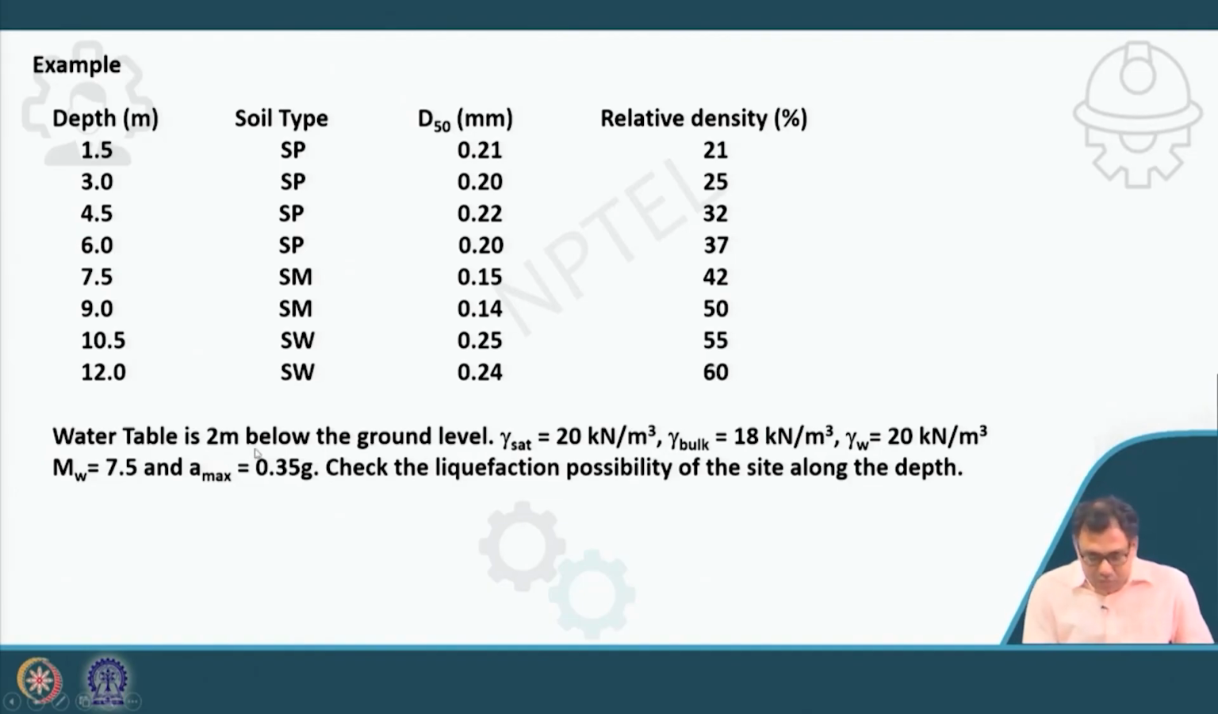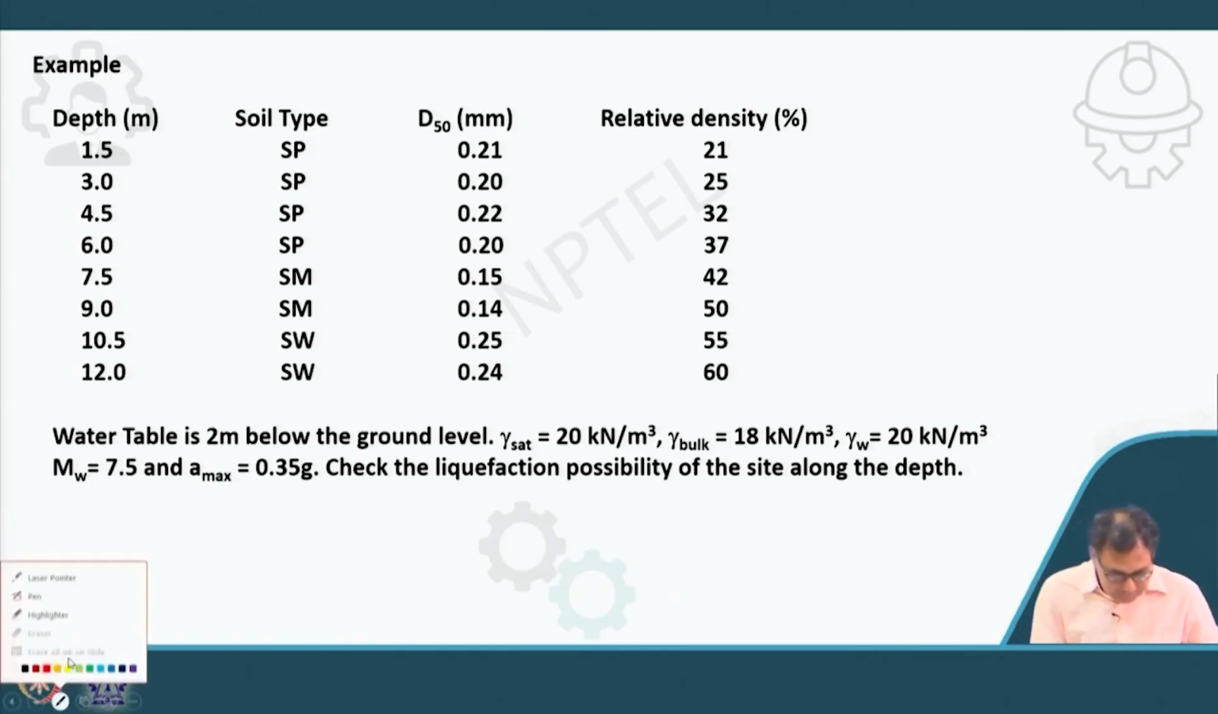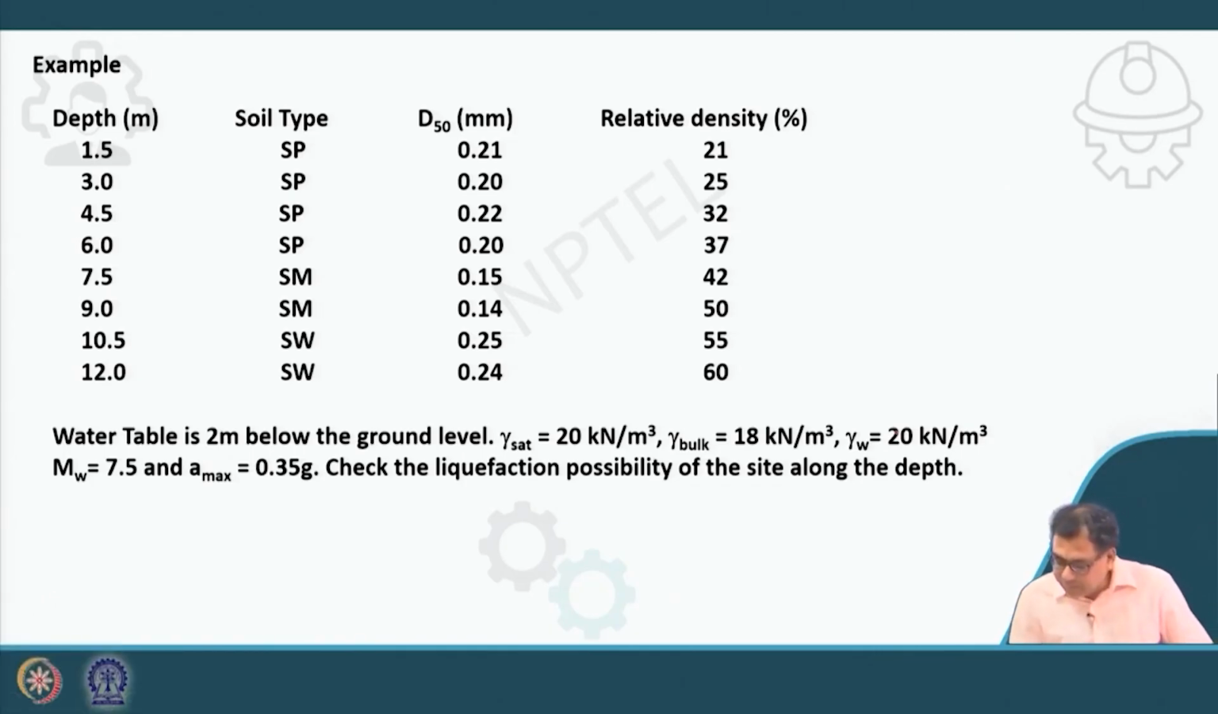And the water table is 2 meter below the ground level. Gamma sat is 20 kilonewton per meter cube. Gamma bulk is 18 kilonewton per meter cube. Gamma W is 10 kilonewton per meter cube. Okay, it's not 20, it is 10 kilonewton per meter cube.